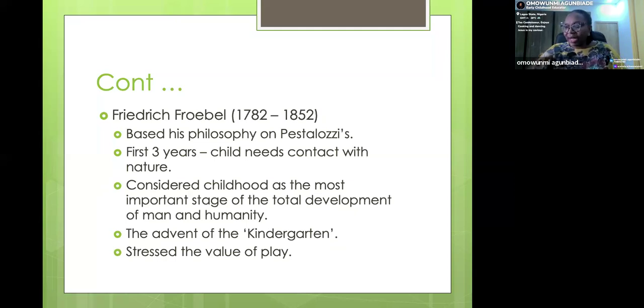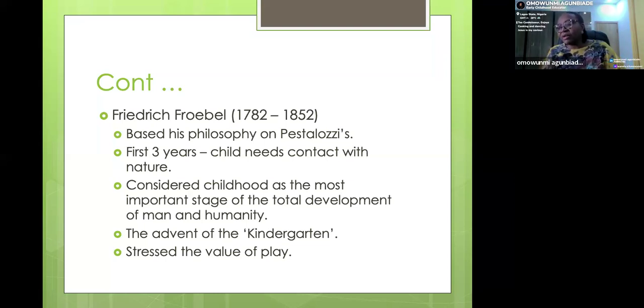All right, Froebel is one of the very popular philosophers that you would encounter, for those of us who have had to study child development. He based his philosophy on Pestalozzi's philosophy, that is, in the first 3 years, the child needs contact with nature. All that we have discussed with Maria Montessori, you know that her philosophy is around this.